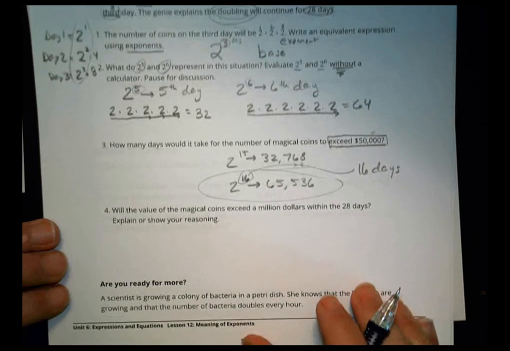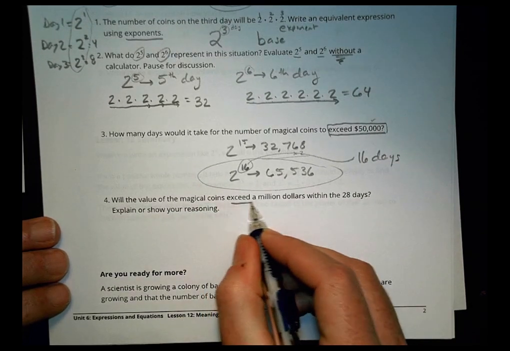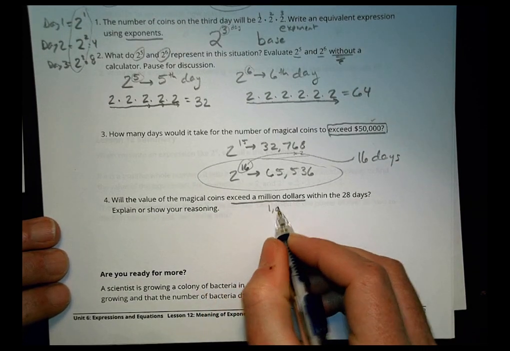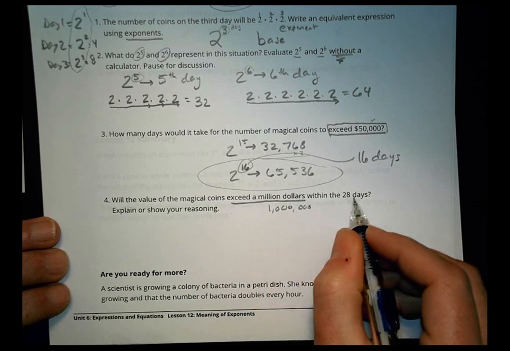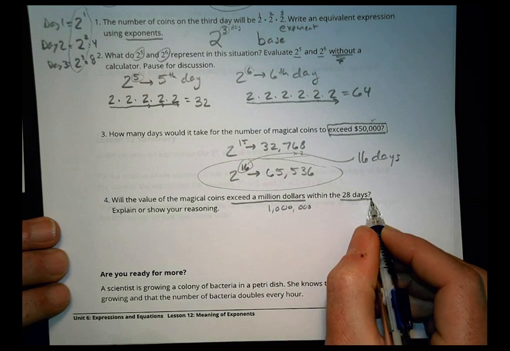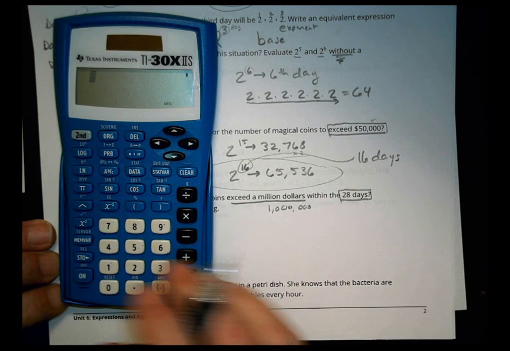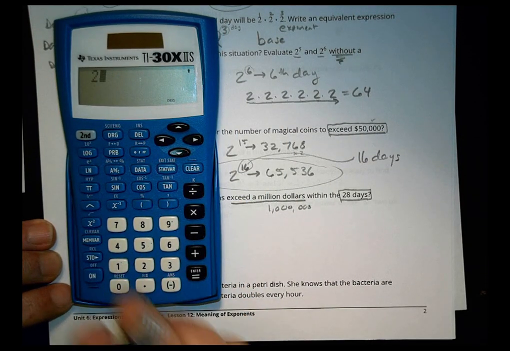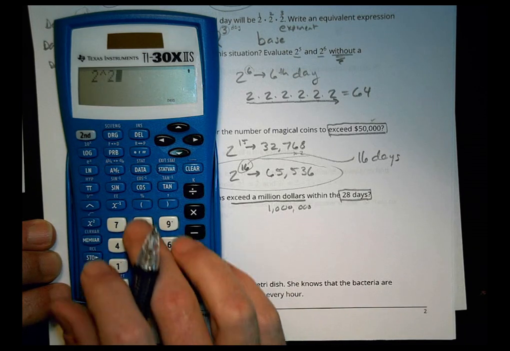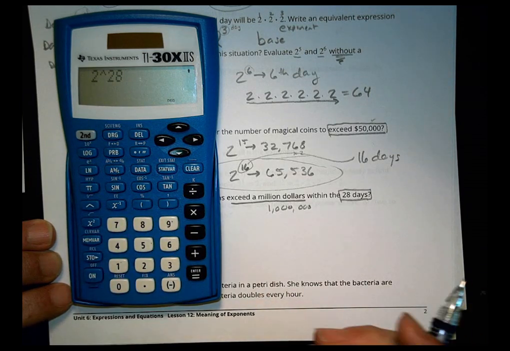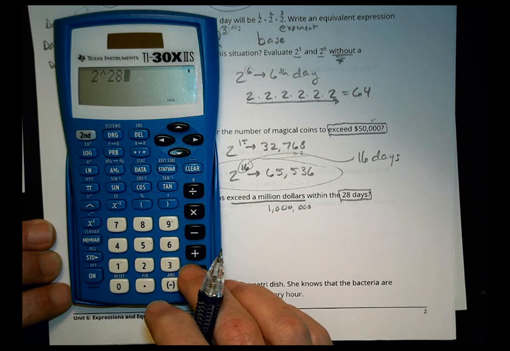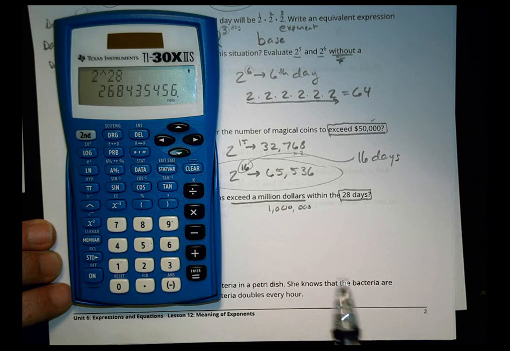Now, will the value of the magical coins exceed $1 million? So will it be greater than $1 million within 28 days? So what we can take a look at is we could say, well, let's go back here and do our 2. And let's raise that to the 28th power to see how much money would you have on day 28. So when we press equals, what do we get? Wow, look at that number.